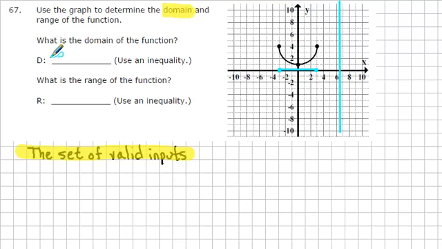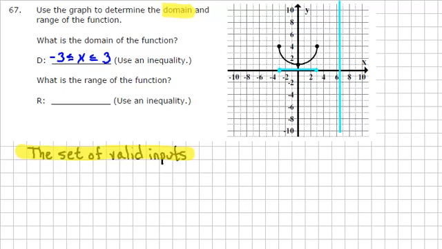So -3 is the first valid input. +3 was the last valid input. And all the values of x had to be between those values. So we put the x in between the -3 and 3. The x has to be greater than or equal to -3 and less than or equal to +3. X must be between -3 and 3.